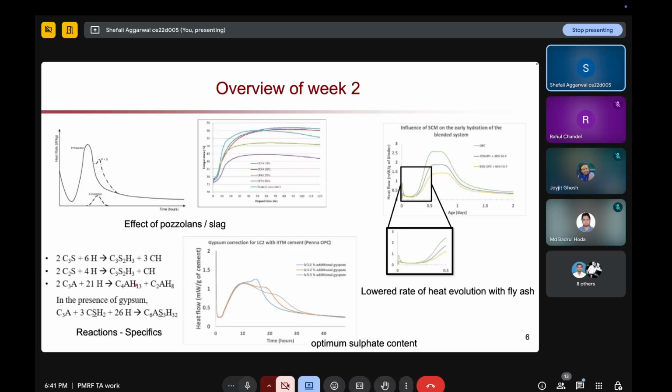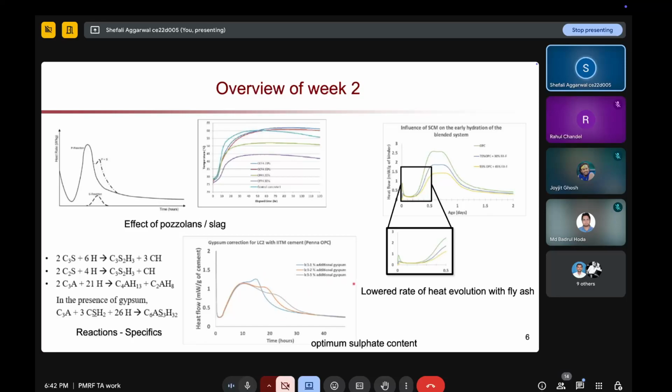Okay. Another thing is, we are talking about this second curve. This second peak should be less than the first major peak. However, if we have a higher second peak, we can decrease it by adding additional gypsum. If gypsum is added, it forms more ettringite and reduces the formation of monosulfate. If we are reducing the formation of monosulfate, our second peak will also decrease.